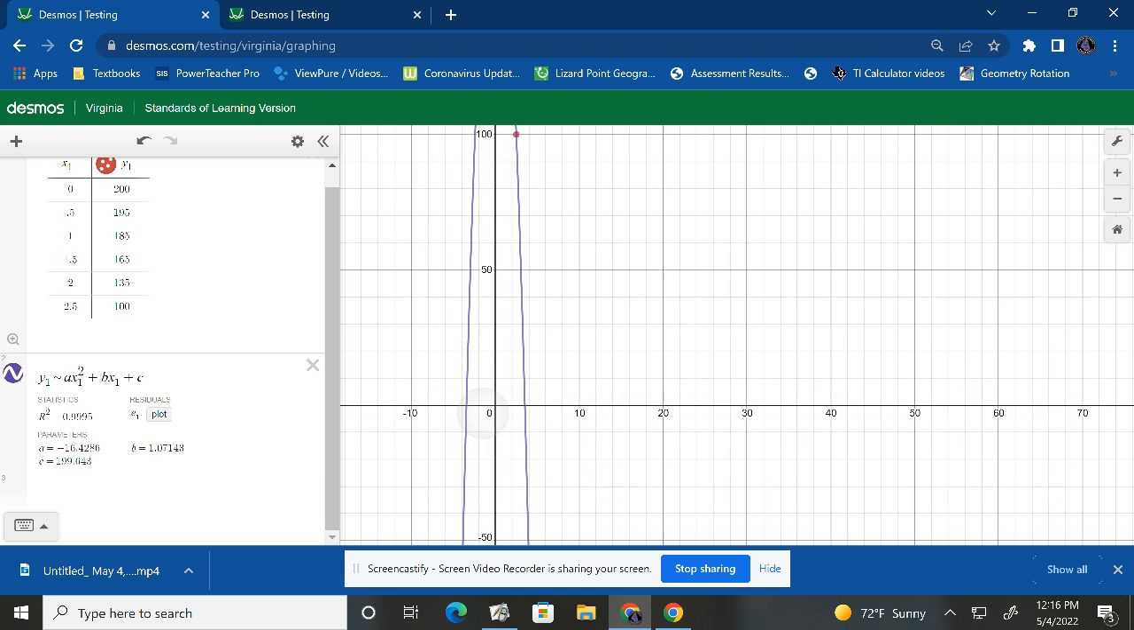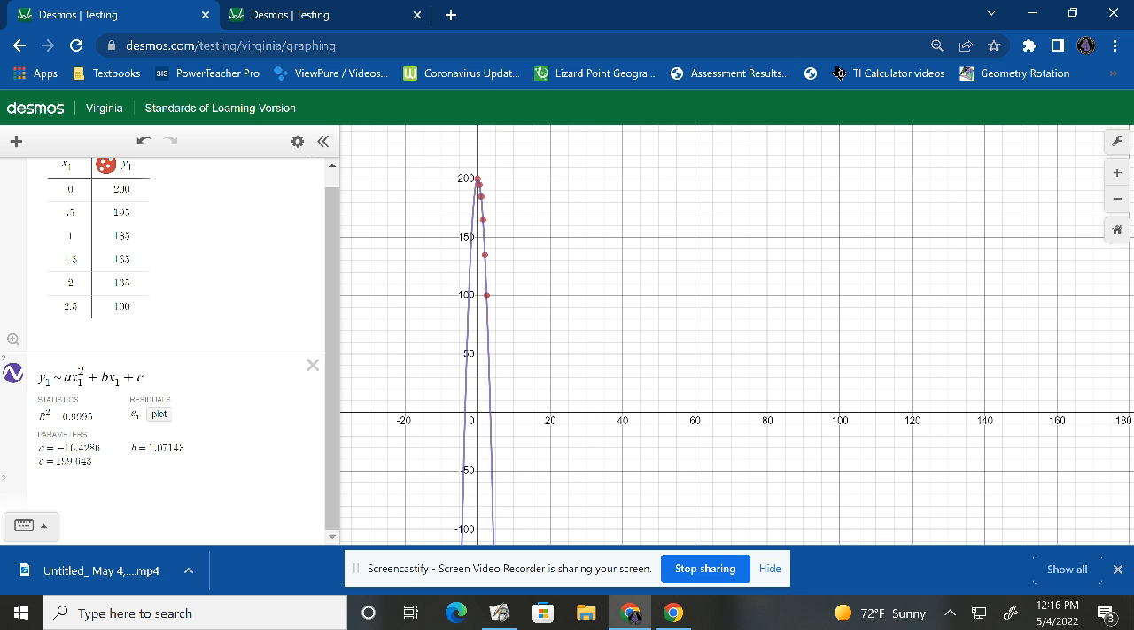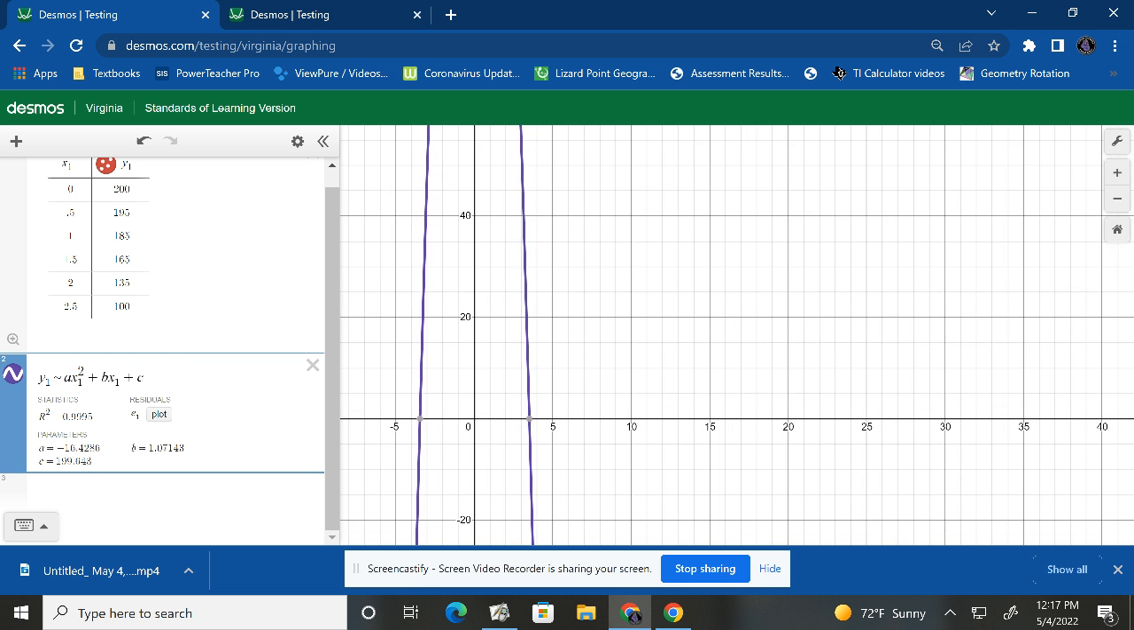If we look at our graph, there's our points. So you can see it's this parabola, and it's an upside down one. And that tells me my A value is going to be negative, which, yes, my A value is negative 16.423. And it says, hey, what's going to happen when x is 3? Well, you could write this equation out as y equals negative 16.4286 x squared plus the B value 1.07x, plus the 199.643. Or if we just come in here, we're trying to go right here to 3.